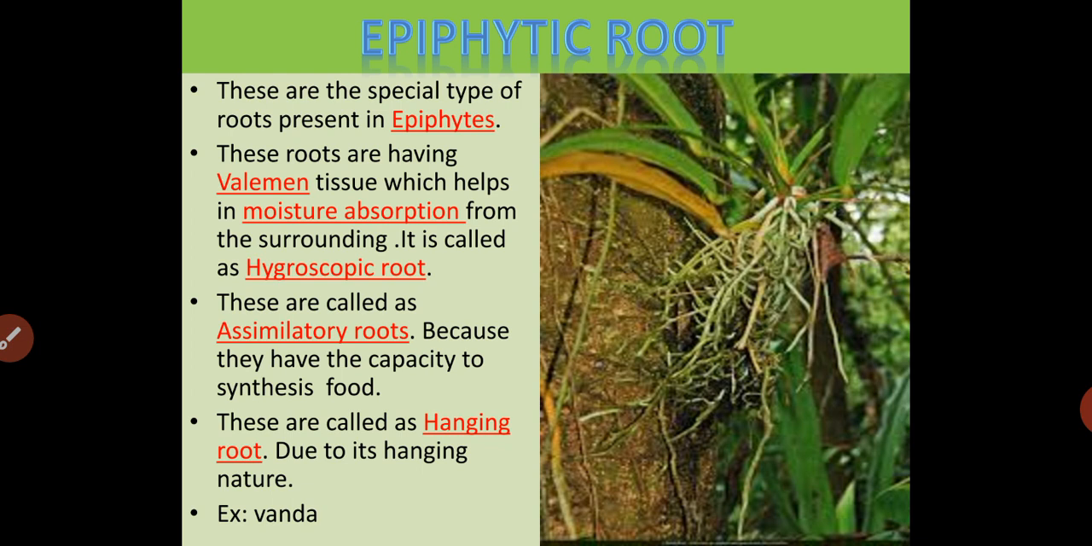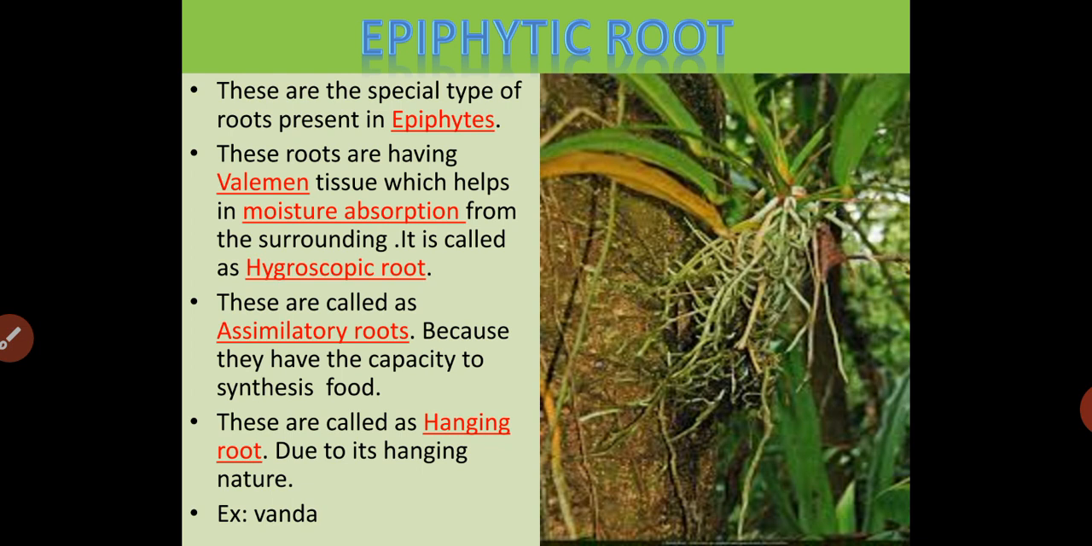The next one is the epiphytic root. These are the special type of roots present in epiphytes. These roots have the velamen tissue which helps in absorption of moisture from the surrounding. It is also called hygroscopic roots. These are called assimilatory roots because they have the capacity to synthesize food. These are also called hanging roots due to their hanging nature, as seen in case of Vanda.